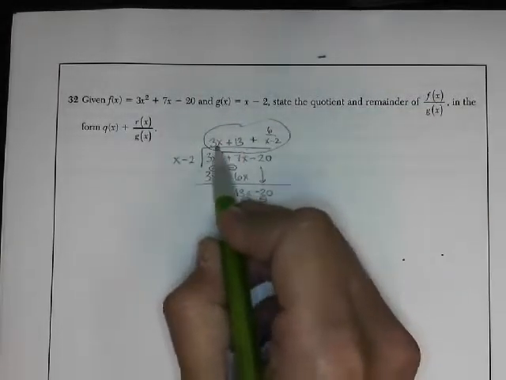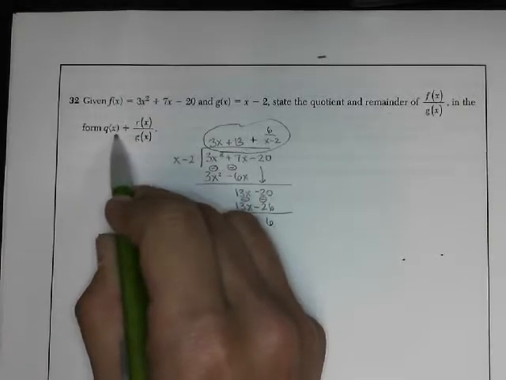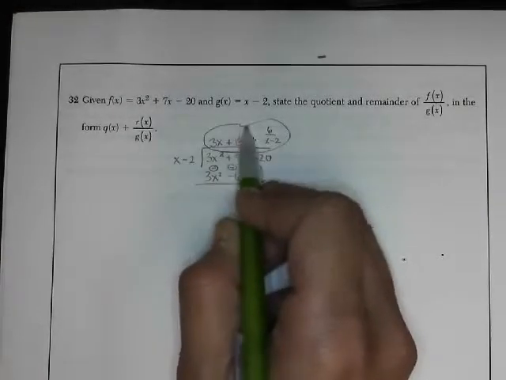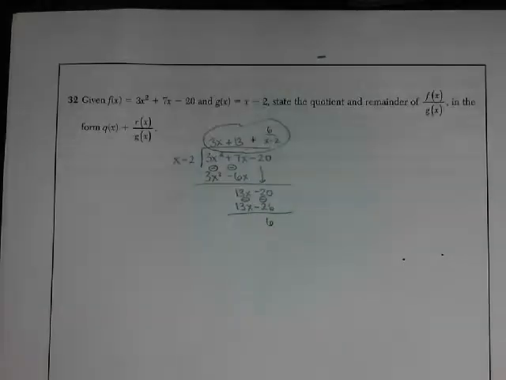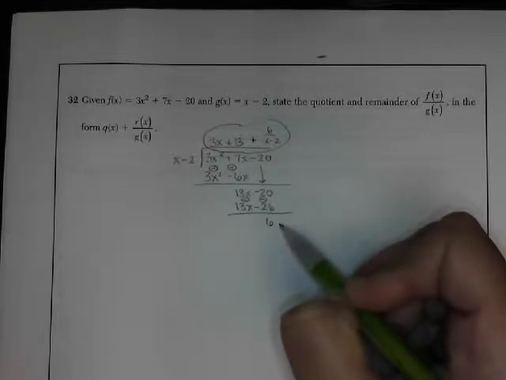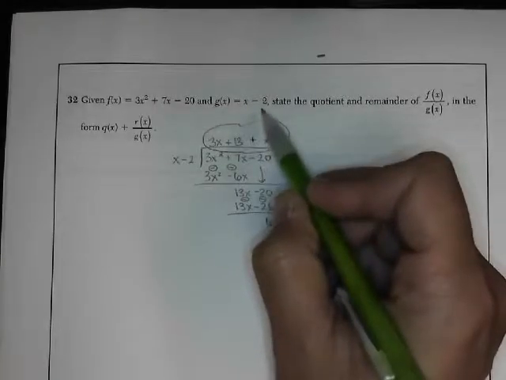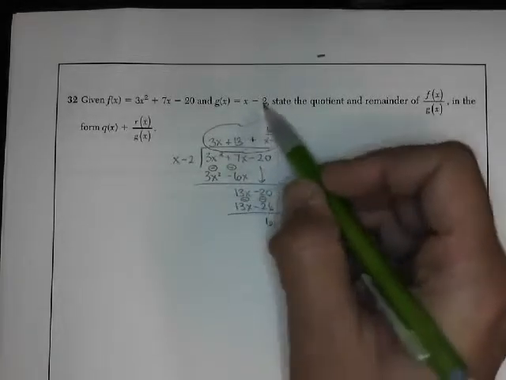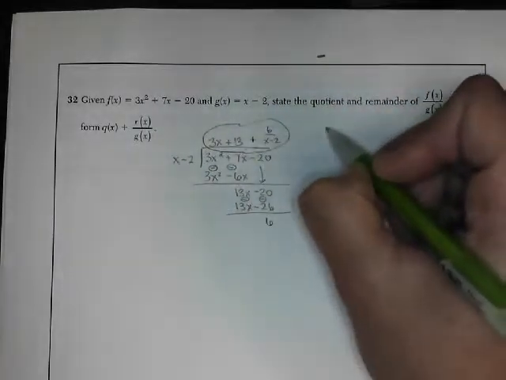Okay, so this is your q of x, 3x plus 13, that's your quotient, plus your remainder, which is 6 over x minus 2. Now, to check that we got this right, was our remainder supposed to be 6? This is where the remainder theorem can help you as a checking mechanism. Was our remainder supposed to be 6 when we divided by x minus 2? We would try f of 2 then.